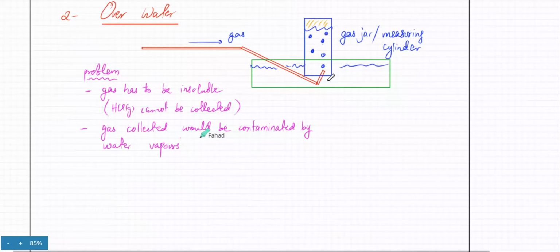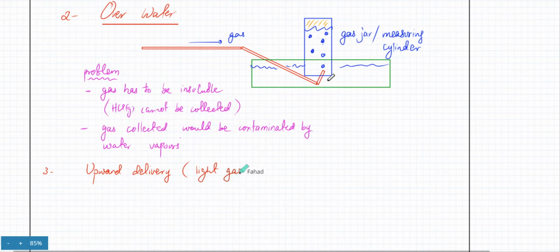Is this clear, Javeria? And so let's look at number three, the third way, third and fourth. Let's discuss both of them. Third and fourth is a thing called upper delivery. So there's upper delivery for gas collection, and this is for light gases.